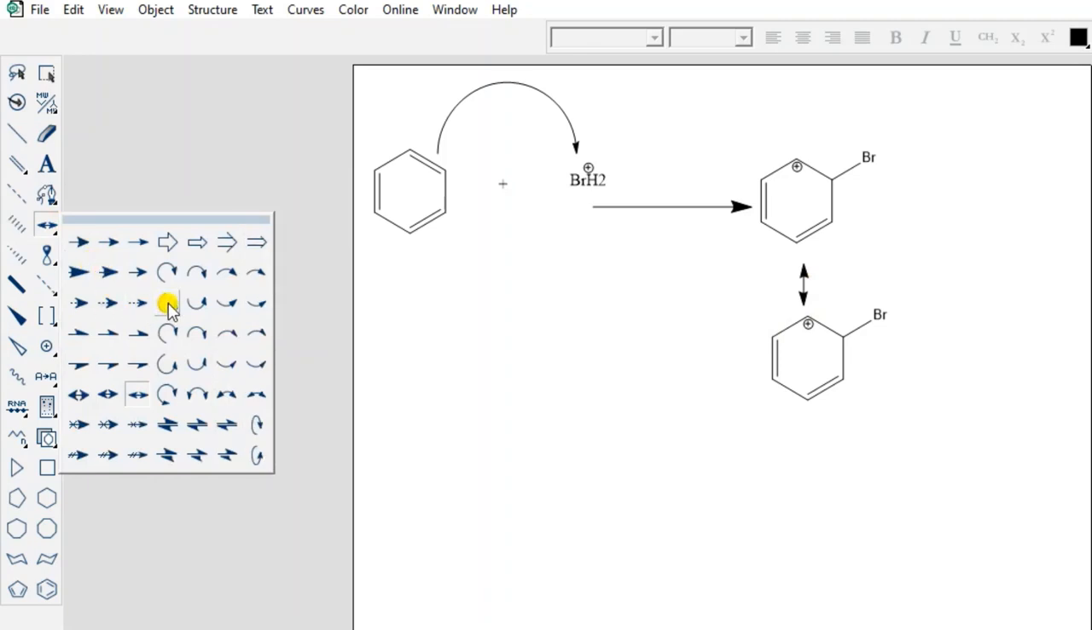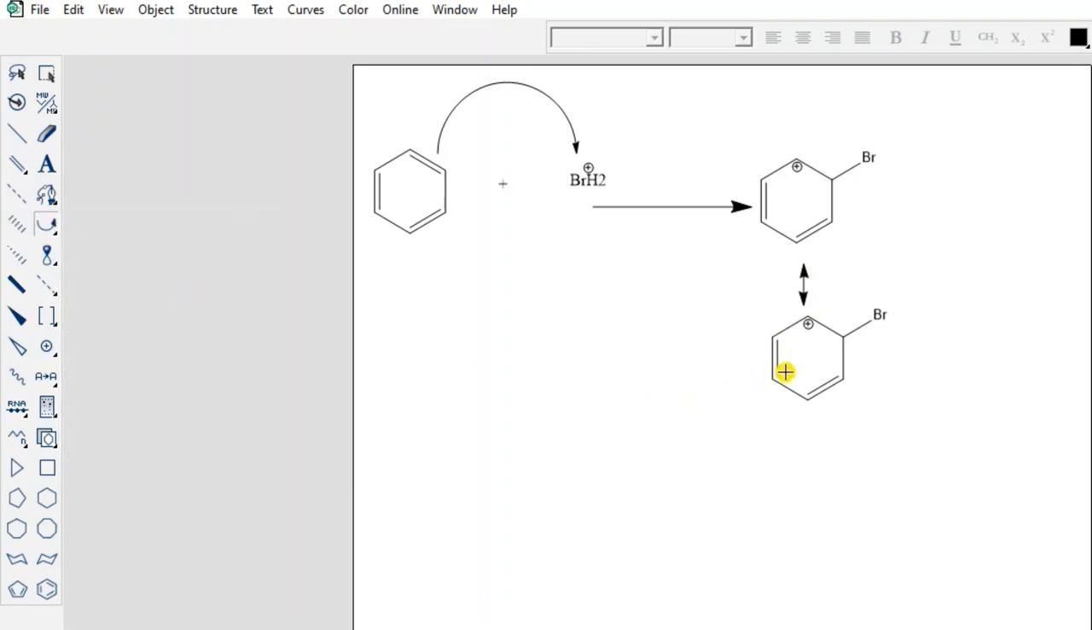Now I have this electron density, which will attack the part which has a deficiency of electron density. So in this way we have another arrow to show the resonance hybrid. And we will further proceed so that this electron density will move towards this position in this way.